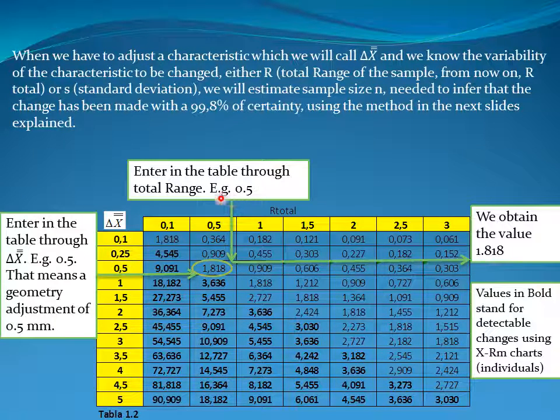Then we enter the table from the columns, choosing the correct number from our historical data. Imagine our process has a total range of 0.5. Then we would choose this column. Then here we have the change we have planned, or the change we want to detect in our process, and we would choose this row as well, 0.5. And then we get this number, 1.818.